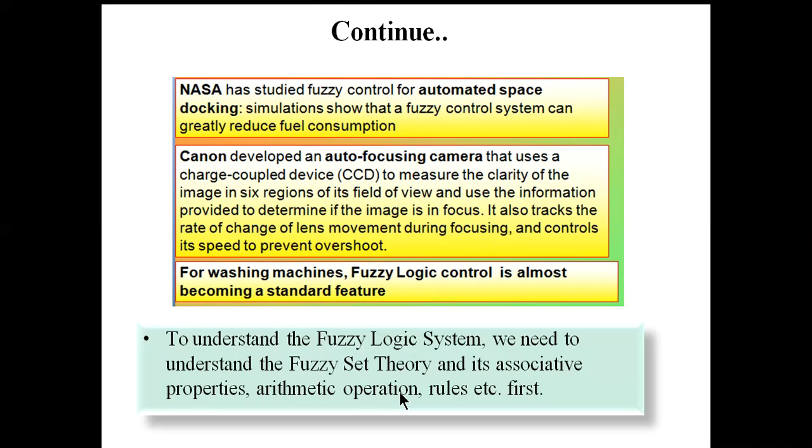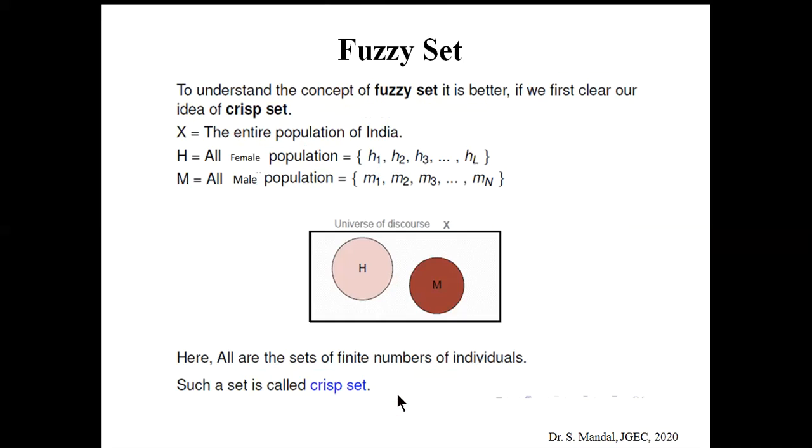However, to understand fuzzy logic systems like temperature control by an air conditioner, or the wash cycle controlled by a washing machine, or other fuzzy logic control systems, we need to first understand fuzzy set theory and its associated properties, arithmetic operations, rules, etc. So initially we will start with fuzzy set theory, then we will go through different kinds of inference rules, fuzzifier, defuzzifier, okay, and ultimately we'll discuss a real life fuzzy logic control system for your better understanding and clarity.